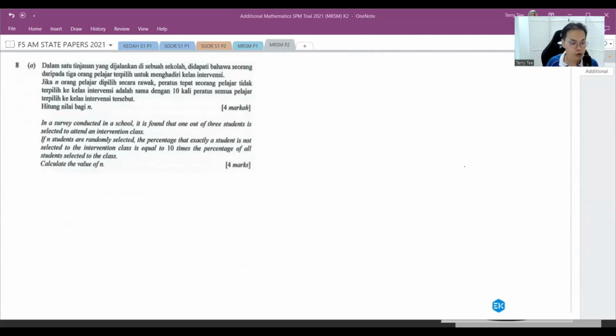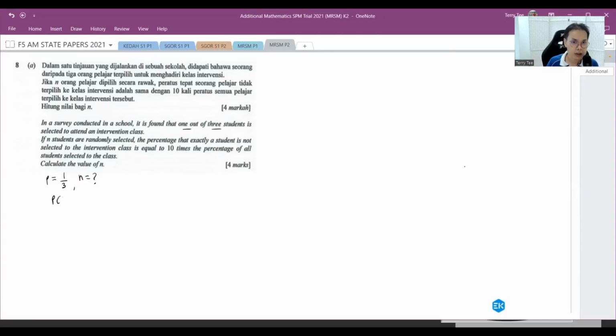Okay, so we know it's a binomial. So for a binomial, we need to know the probability that a student is selected for the intervention class, which is 1 out of 3. Now we don't know what your n is. If n students are selected, maybe n is 5, 10, 15. Now remember, percentage and probability are the same. Probability multiplied by 100 gives us a percentage.